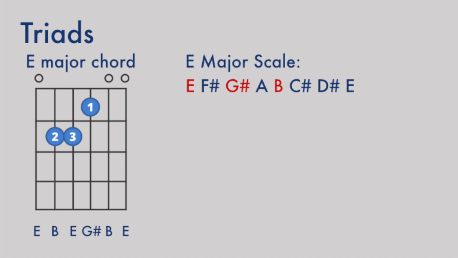Another example. If we have an E major scale and we use the same formula, root, 3rd, and 5th, then we get the notes E, G sharp, and B. And these 3 notes together make up the E major chord. Good to know, this formula works for every major chord.